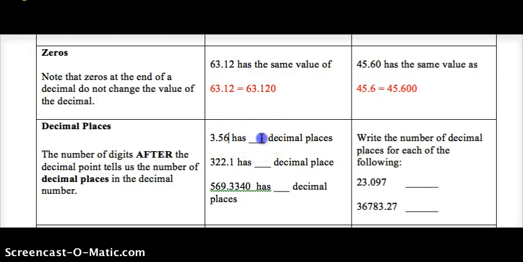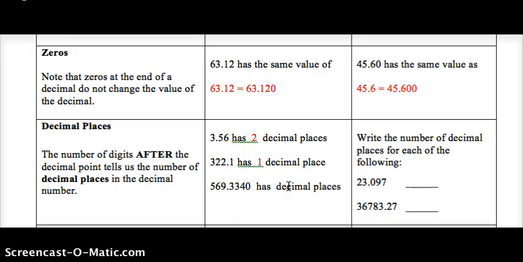So this is why that number 3.56 will have 2 decimal places, because it's got 2 digits after the decimal point. And the bit after the decimal point is the decimal part of the number. And of course, the bit before the decimal point is the whole part. Looking at the next question, we've got 322 is the whole number part, then our decimal point, and 1 is the decimal part. So it only has 1 decimal place because there's 1 number after the point.